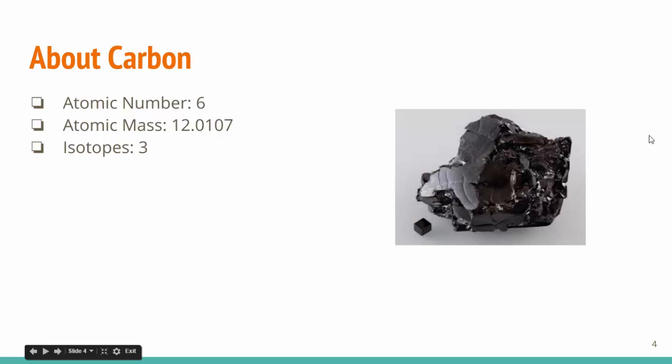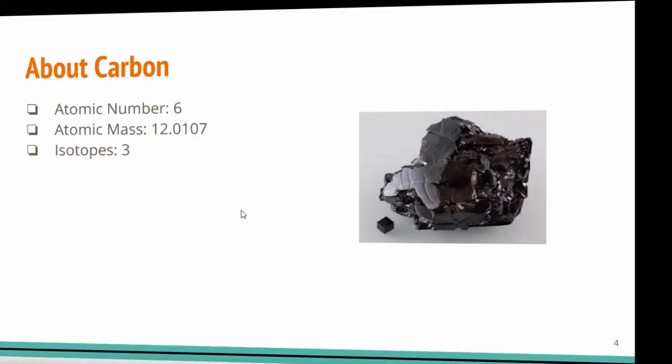About carbon. So here's a picture of carbon, just so you know. And the atomic number is 6, actually. And the atomic mass is 12.0107. Isotopes is indeed 3. Just so you know.